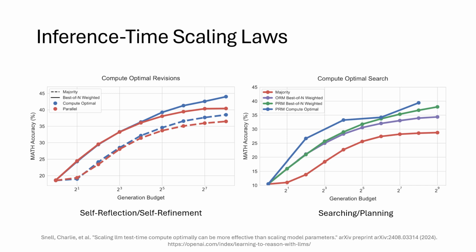So there are two columns here. The left one is the self-reflection, self-refinement scaling law. Anyway, it is iterative prompting scaling. And the right column is about the best-of-n decoding strategies, so it's more like parallel sampling. In both columns, we can see a clear increasing trend when we invest in more computational power, as the x-axis is the generation budget, and the y-axis is the math accuracy.